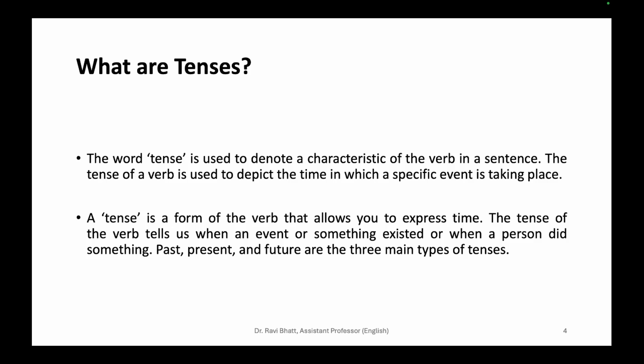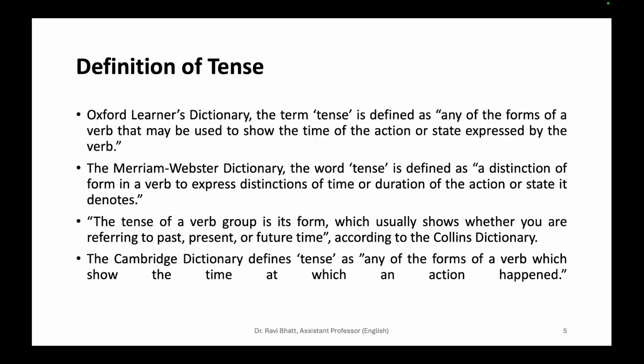So a tense is a form of the verb that allows you to express time. A tense of the verb tells us when an event existed or when a person did something. There are three main types of tenses, that is past, present, and future, out of which we are thoroughly going to discuss past tense today.